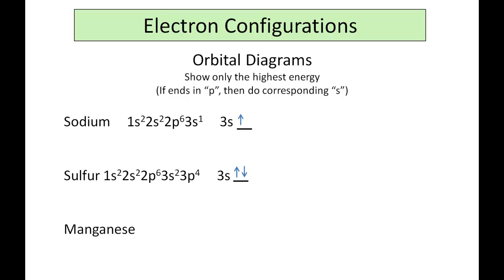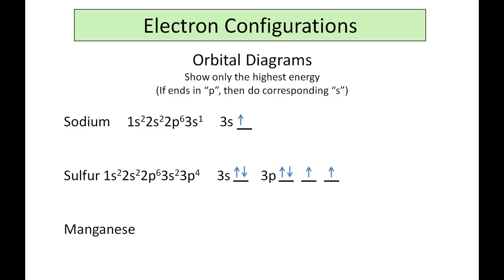And then I also do the 3p. Now 3p has 3 orbitals, and remember you have to follow Hund's rule, or the stinky bus rule. So the first electron goes there, the second electron goes there, the third electron goes there, and then finally we go back and pair up for our fourth electron. So that's the orbital filling diagram for sulfur.